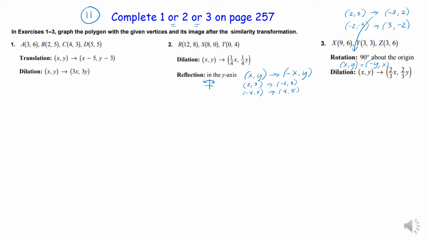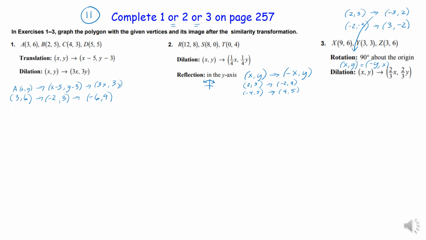Okay, so I just want to do one of the steps for each one of these. A is 3, 6, and that's my x, y. The first thing I'm going to do is go x minus 5, y minus 3. So 3 minus 5 is -2, and 6 minus 3 is 3. And then the next step is to multiply both of them by 3. So that just becomes -6, 9.